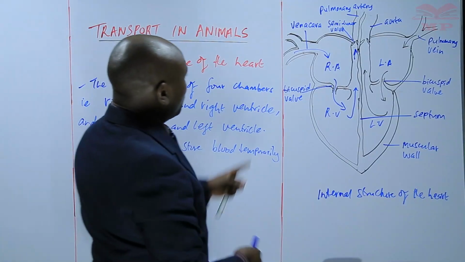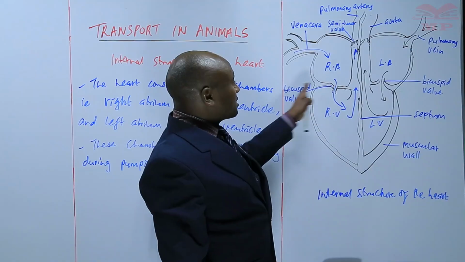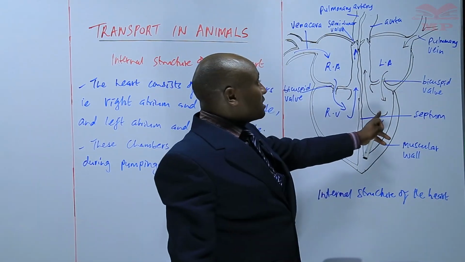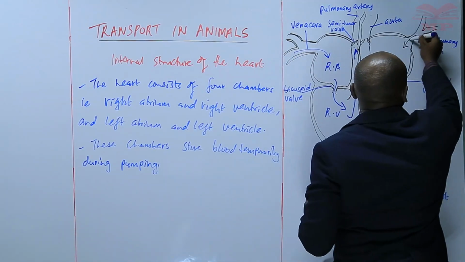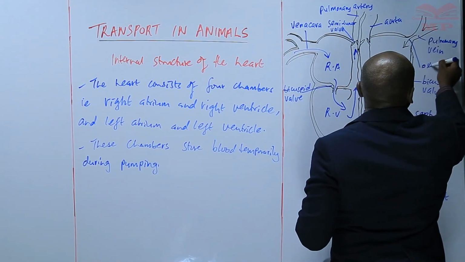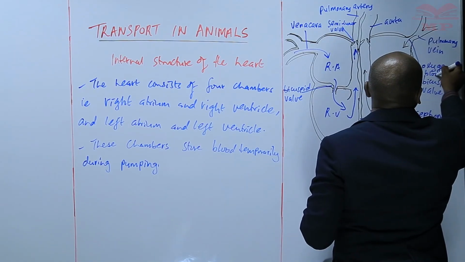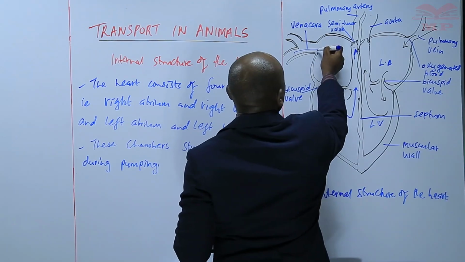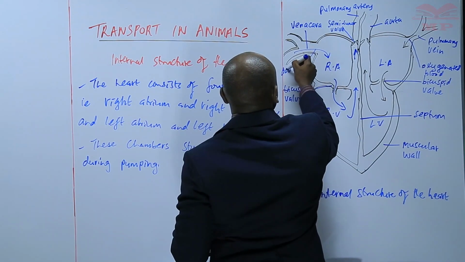So the blue arrow shows the deoxygenated blood, which is on the right side of the heart, and the black arrow shows the oxygenated blood. So we can also label that. This arrow shows oxygenated blood, and this other arrow here shows deoxygenated.